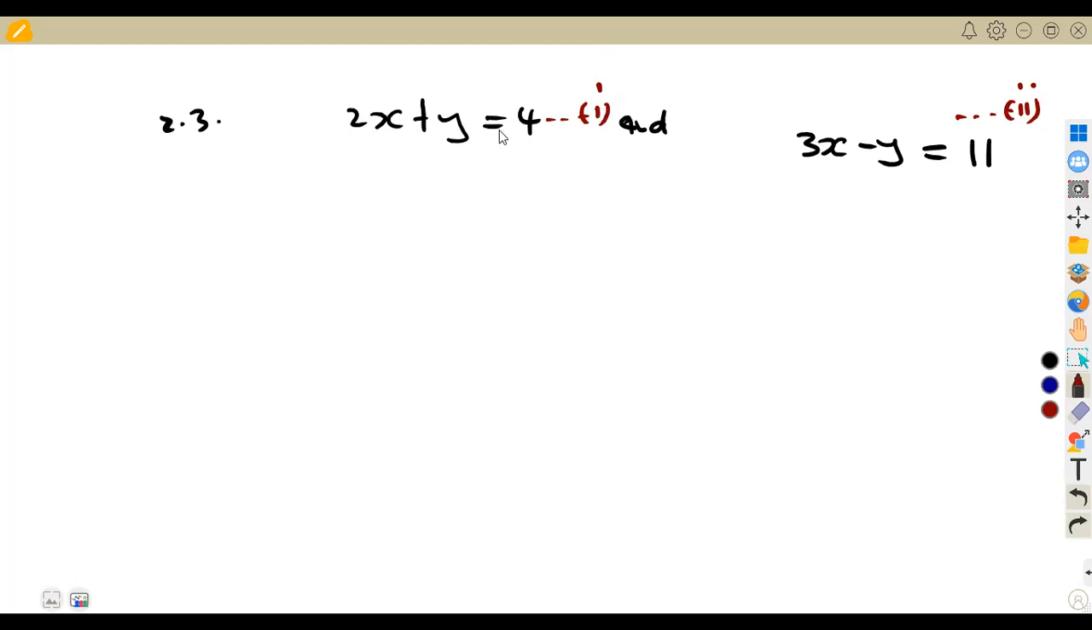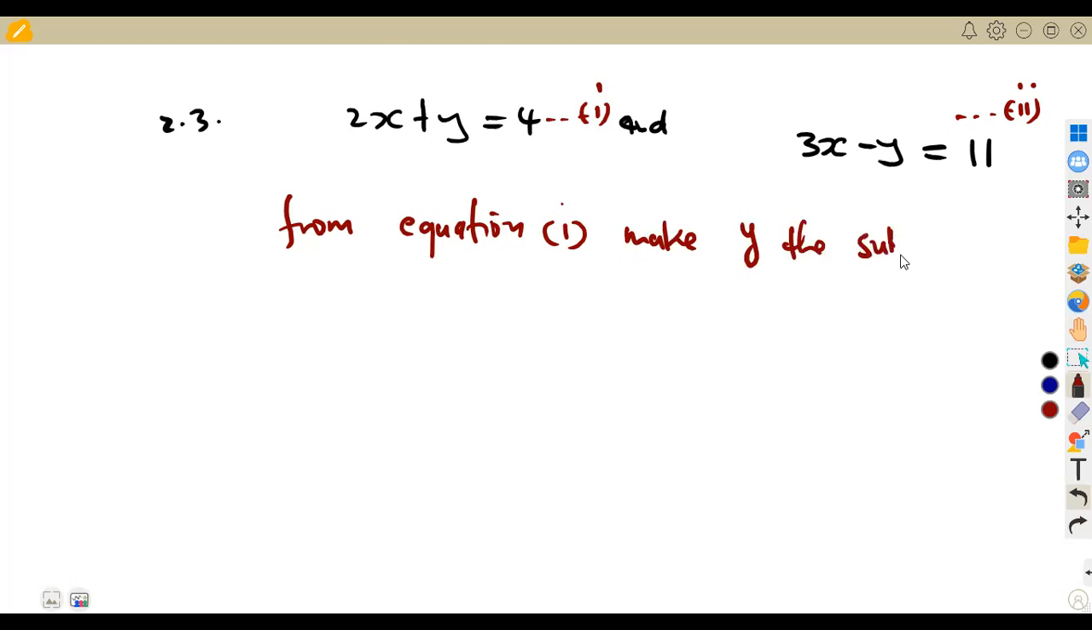So from my equation 1, I'm going to make y the subject. It's easy, or I can even make y the subject from equation 2. You choose which one that you want. As for me, I'm going to work from equation 1. That is, I'm going to transpose all other terms and remain with y as the subject. So I'm going to transpose this to the other side. It becomes a negative. So that means y is going to be equal to 4 minus 2x.